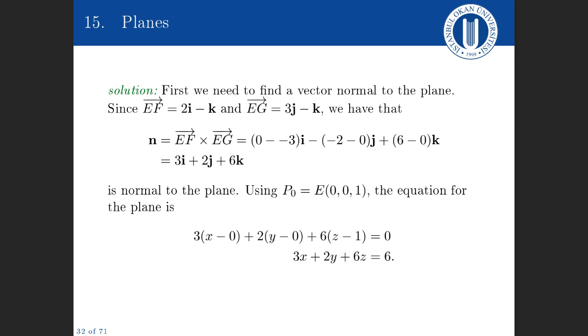We need a point in the plane to call P0. We could choose E, or we could choose F, or we could choose G. It really doesn't matter. We'll get the same answer in the end. I'm going to choose the point E, the point (0, 0, 1). Now that we have our normal vector and we have our point, it's just a case of putting them into the equation and rearranging to find the answer. I'll leave this for you to check later.